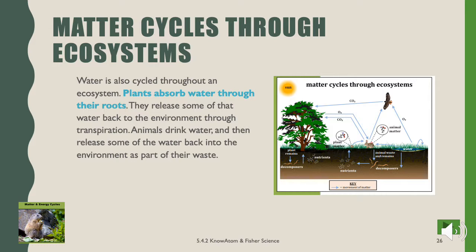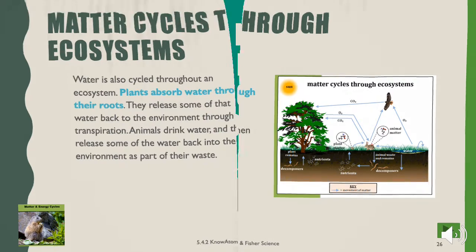Water is also cycled throughout an ecosystem. Plants absorb water through their roots. They release some of that water back to the environment through transpiration. Animals drink water and then release some of the water back into the environment as part of their waste.